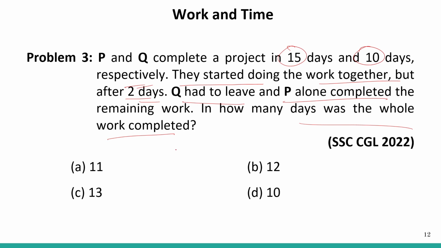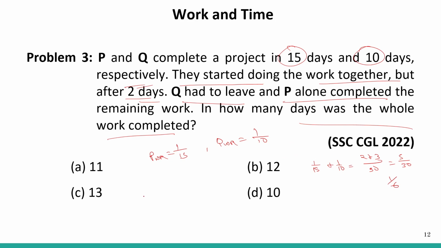Okay. So P's work rate is equal to 1 by 15 and Q's work rate is equal to 1 by 10. This is given to us. So combined work rate will be what? The LCM here is not 15, it will be 30, right? So 2 plus 3 is equal to 5 by 30. So 1 by 6. So combined work rate is 1 by 6.